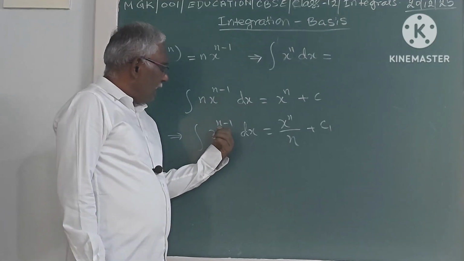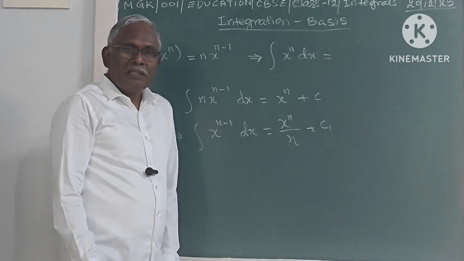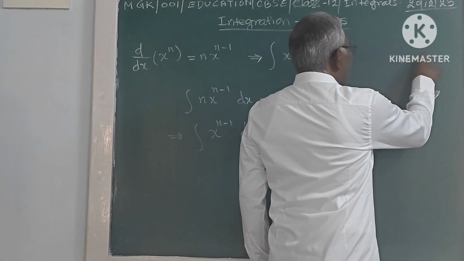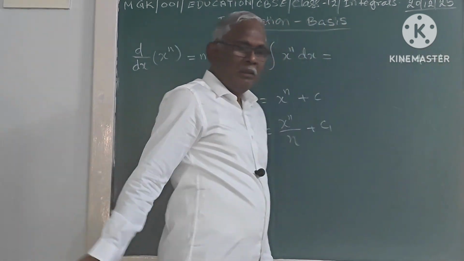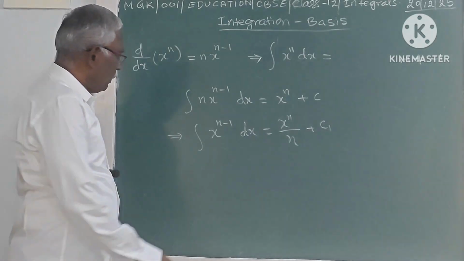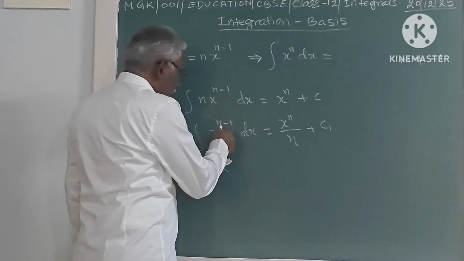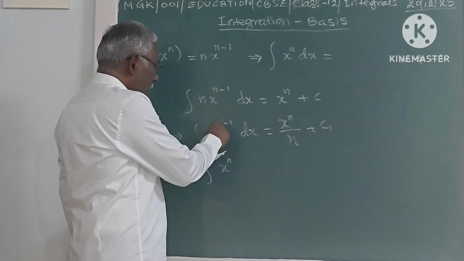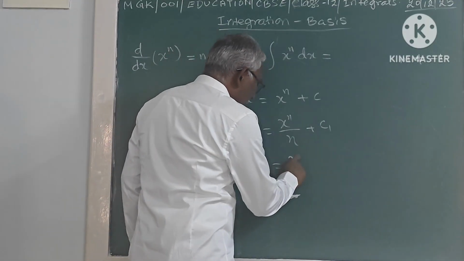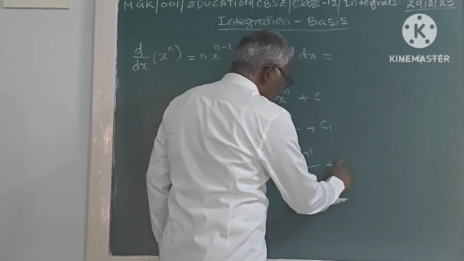So here power is n. This is valid for all values of n except n is equal to minus 1. n should not be equal to minus 1. So that means we can add 1. You can replace n by n plus 1. So integral x power n, I am replacing n by n plus 1. So n plus 1 minus 1 is n dx is equal to x power n plus 1 by n plus 1 plus constant.